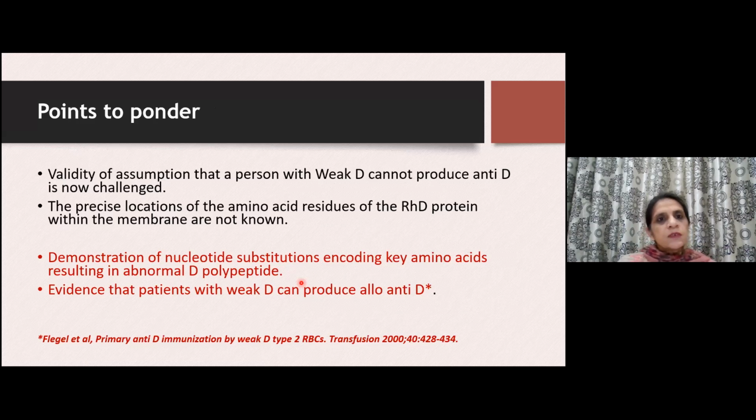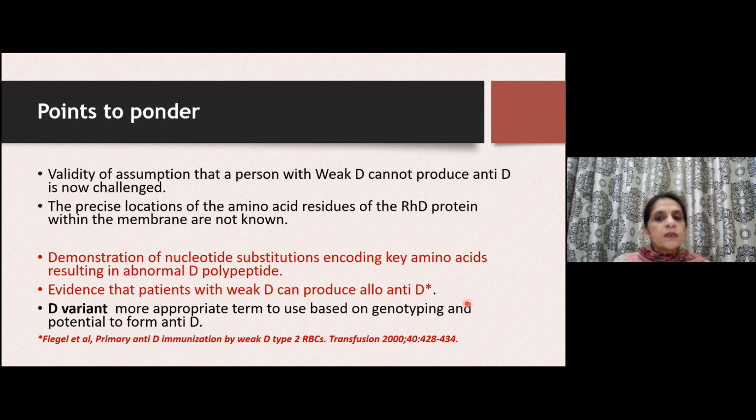So based on all this, certain points need to be pondered upon: the validity of the assumption that a person with weak D cannot produce anti-D is now definitely challenged, because the precise location of the amino acid residues of the RHD protein within the membrane are not known. And these nucleotide substitutions encoding key amino acids have resulted in abnormal RHD polypeptide, and along with evidence that patients with weak D can produce allo-anti-D. So that is why weak D is not just a simple weak D, it can also produce allo-anti-D, and hence it is important that we use the term D variant rather than using weak D or partial D, and this should be based on genotyping and the potential to form anti-D.